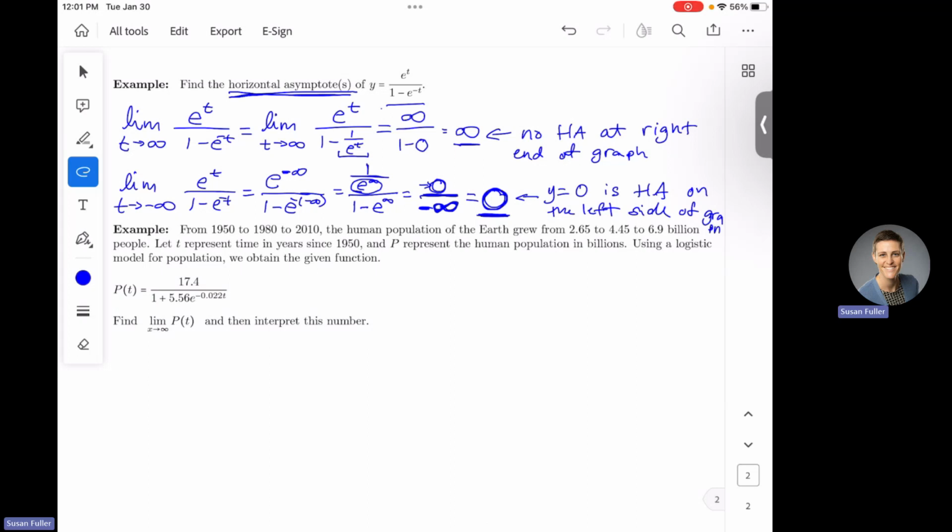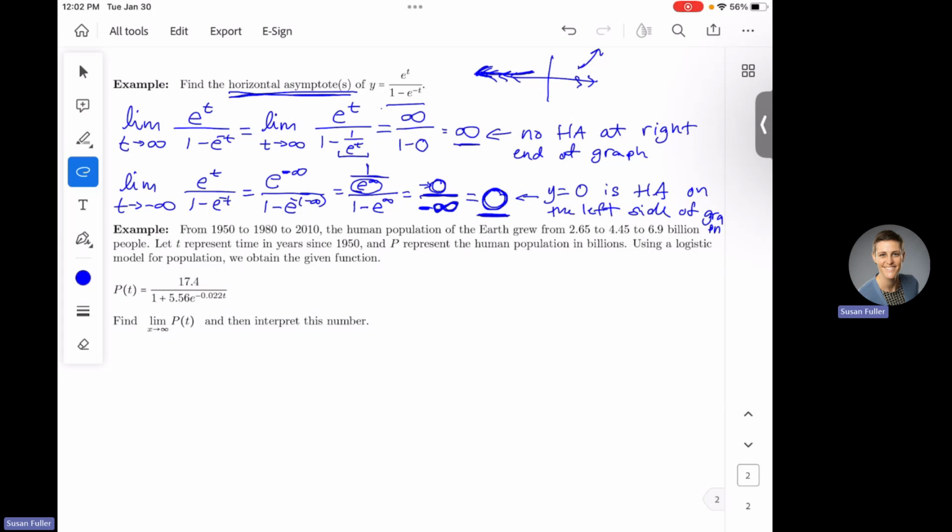I'm running out of space there. That says graph. So y equals 0 is a horizontal asymptote on the left side of our graph. So basically, I'm not really sure what happens in the middle of this function, but I know as we go off to the right, this function is heading up toward infinity. And as we head off toward the left side of this graph, this function is heading toward 0. Y equals 0 is a horizontal asymptote, so this is going to flatten out and get closer and closer to y equals 0.